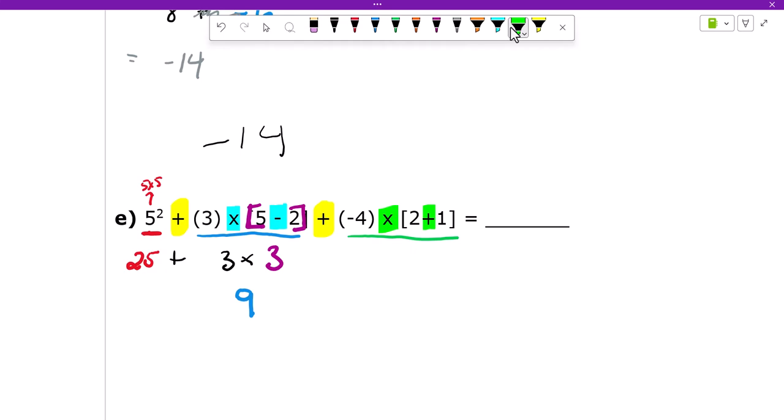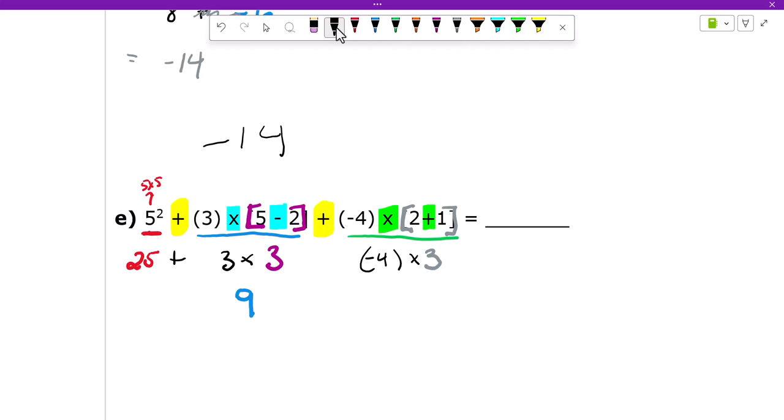So Carson, what's the answer for inside the brackets? 3. So let's do gray this time. We do the brackets. 2 plus 1 is 3. We keep everything else the same that we haven't touched yet. Then we calculate this. What number do you get? 12. Close. The 12 is right.